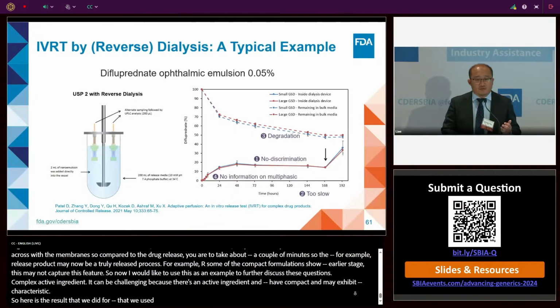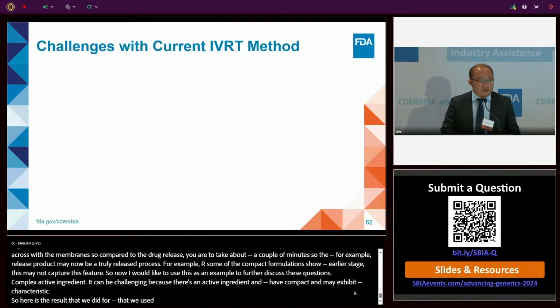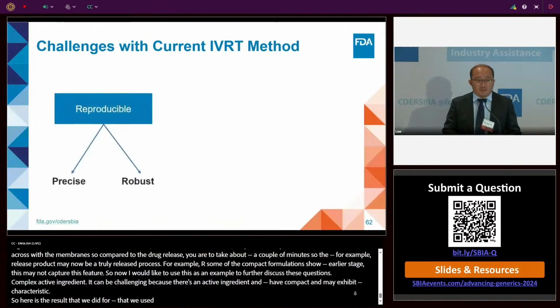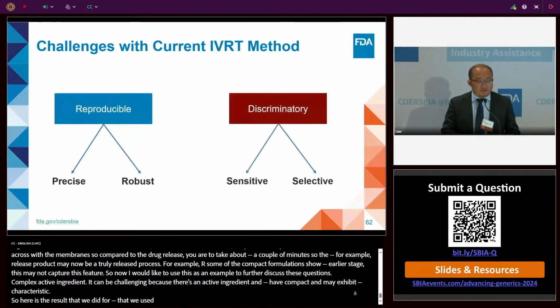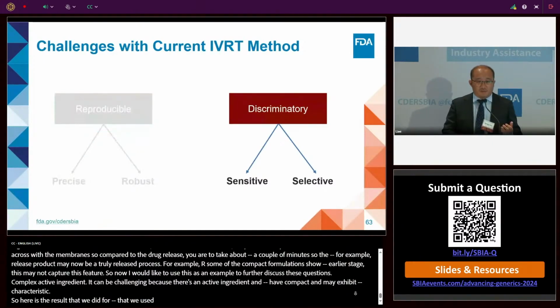And because of this too slow release rate, product degradation was detected. So this highlights the limitations of the traditional dialysis-based IVRT method. The challenge with the current IVRT method can be divided into two aspects, which are reproducibility and discriminatory power. From the previous example, we saw that reproducibility is well presented in the result, seeing the really tiny error bars in the figures.